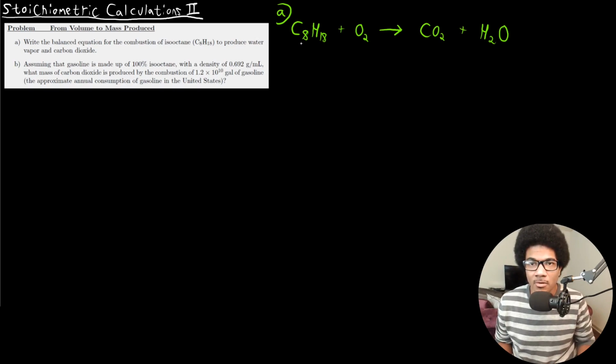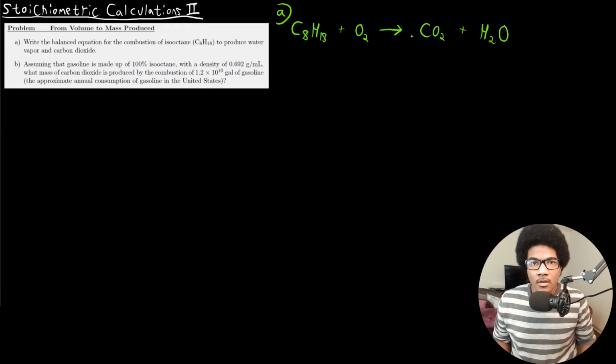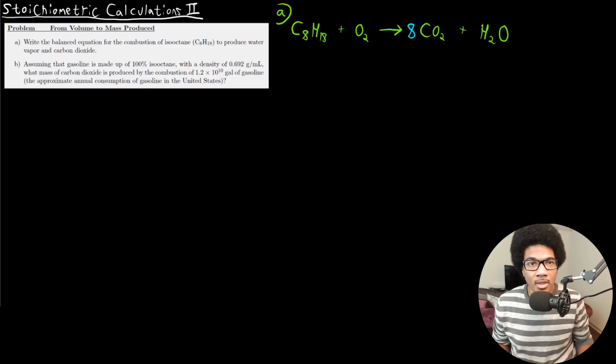We have 8 carbons over here, and we only have one species in the products that involves carbon, so we can put an 8 in front of CO2. And actually, let me use a different color for my stoichiometric coefficients. So we put an 8 here in front of CO2, and that balances out the carbons. We have 18 hydrogens on the reactant side, and only one compound on the product side that involves hydrogen. So we can put a 9 in front of H2O in order to balance out the hydrogens. Now we have 9 times 2, which gives us 18, so the hydrogens are balanced.